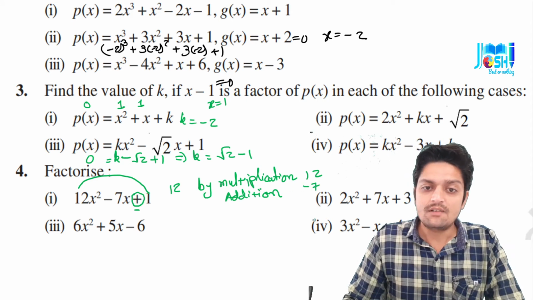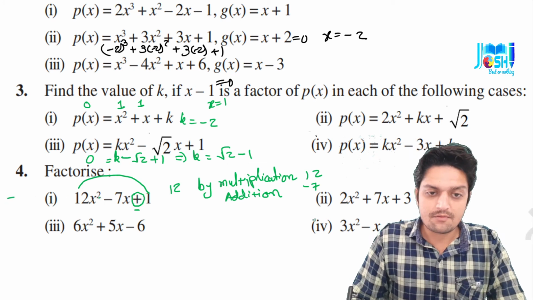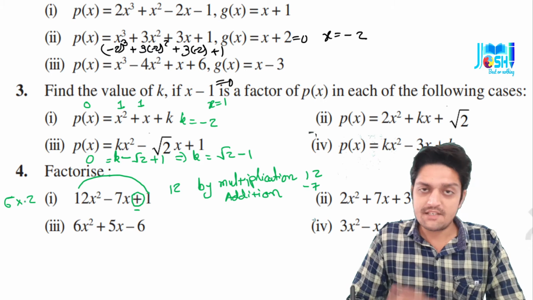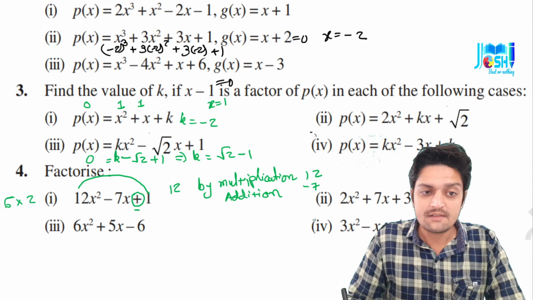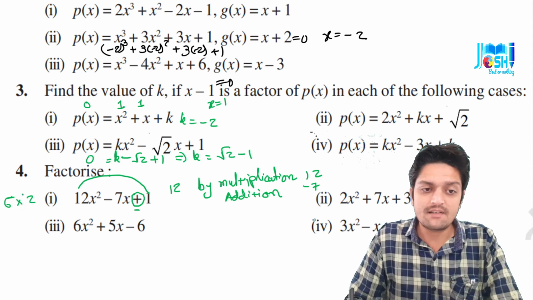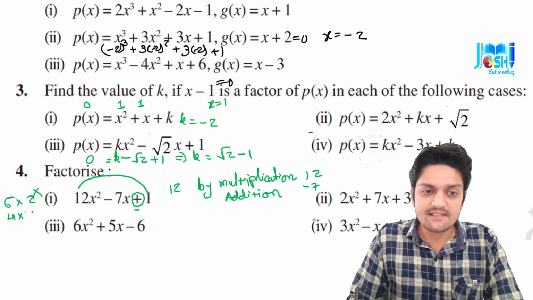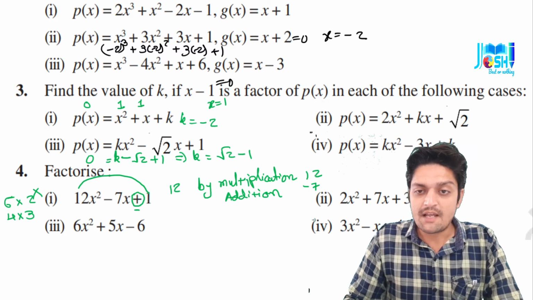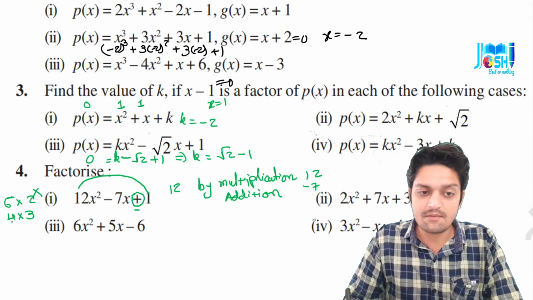So which kind of factors can we make? See, there is 12, we can write 6 twos are 12, but 6 twos are by multiplication I got 12, but by addition I got 7? No, 6 plus 2 is 8. If I do 6 minus 2, so 4 I will get. So this factor I cannot use here. So I will use here 4 threes are 12. So by multiplication I got 12, and by addition I will get minus 7, because 4 plus 3 is 7.